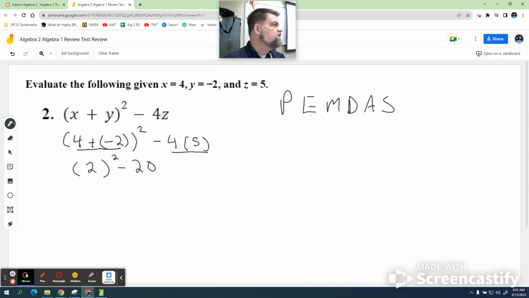Do I have exponents? Yes. So I'm going to say 2 squared, which is 4 minus 20. Start back over. Parentheses, no. Exponents, no. Multiplications, no. Division, no. Adding, no. Subtraction, yes. What's 4 minus 20?